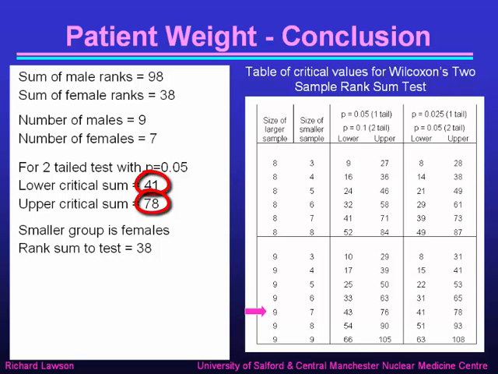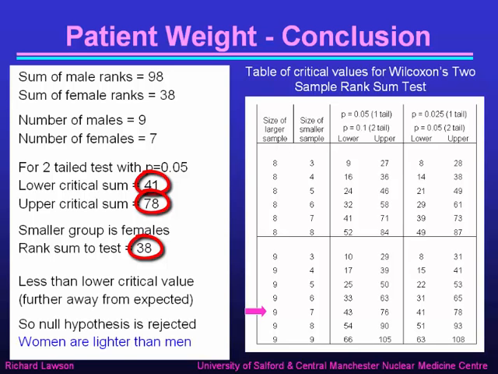Now we have to take the rank sum that we got, not the smaller of the rank sums as we got in the previous tests, but the rank sum of the smaller group. So there were 7 females and 9 males, so there were fewer females, so we take the rank sum of the female group, which was 38. And we're comparing 38 with the critical values of 41 and 78. And if you remember, the test was that if it was less than the lower critical sum or greater than the upper critical sum, then we had a significant result.